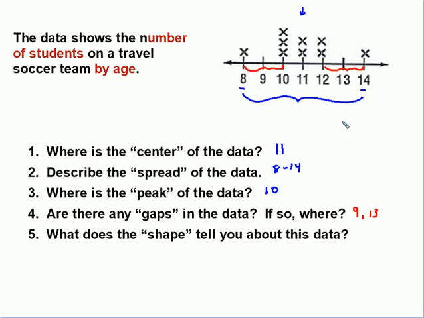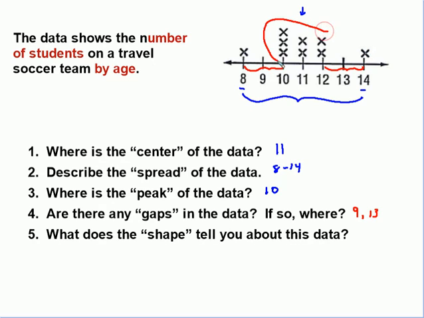What does the shape of this data tell us? Well, there are a couple things we can learn. We can learn that the age that is most represented on this team is 10. We know that there aren't as many younger kids, and once we get down to 9 and 8, there aren't many of them. There's only one. There aren't many 13 and 14-year-olds either. There's just this one little 14-year-old over here.